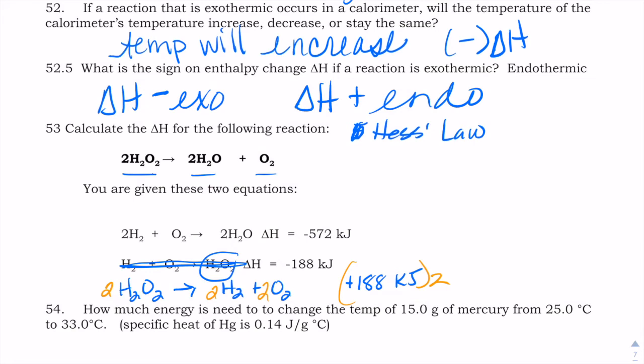Now, the next equation, we need 2 waters on the right-hand side. Fortunately, that's already the case. We don't have to change any signs. We don't have to multiply anything. So we've got 2 hydrogen peroxides, 2 waters. We need 1 oxygen. On the left side, we have 1 oxygen. On the right, we have 2. If we combine like terms, we would subtract 1 oxygen from both sides. That would give us 1 oxygen. So now we just have to do the math.